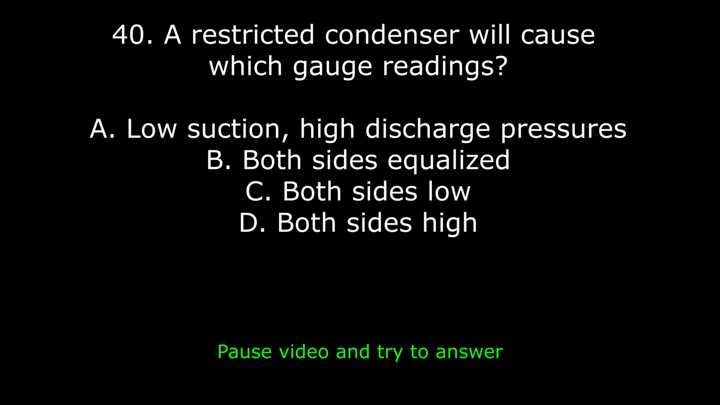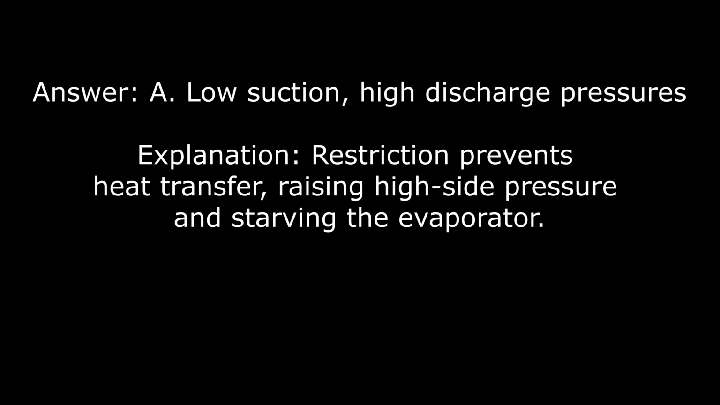40. A restricted condenser will cause which gauge readings? A. Low suction, high discharge pressures. B. Both sides equalized. C. Both sides low. Or D. Both sides high. Answer. A. Low suction, high discharge pressures. Explanation. Restriction prevents heat transfer, raising high side pressure and starving the evaporator.